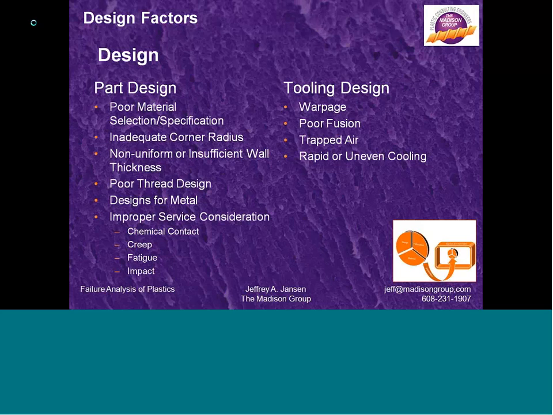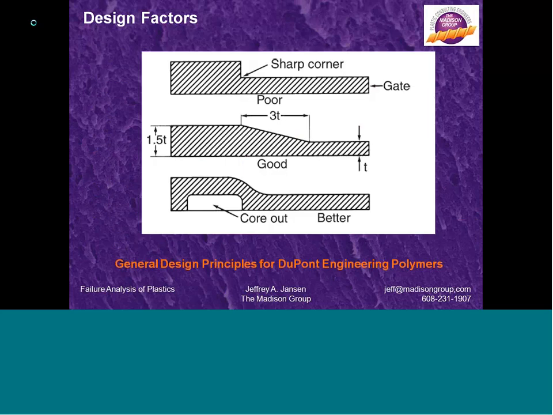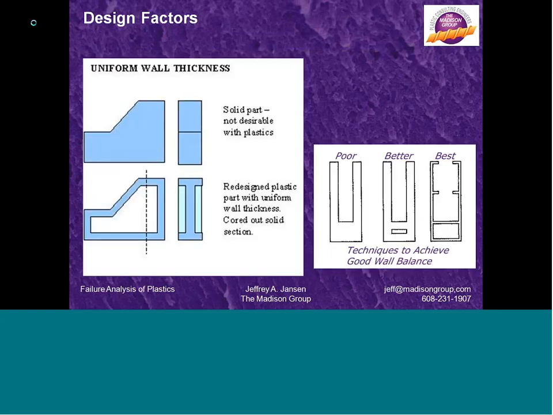Things that can go wrong with the tooling design, certainly you can get warpage, poor fusion, trapped air, rapid or uneven cooling, which can lead to problems in the part. So a lot of things about design and tooling design have a significant impact on plastic part performance. This is just a general rule of thumb. Again, you want to not have those sharp corners. You want to round those out. You also want to flow from thin wall sections to thick wall sections. And generally, you want to have relatively uniform wall thickness.